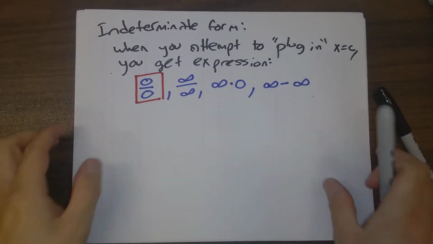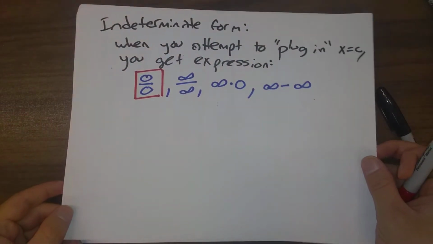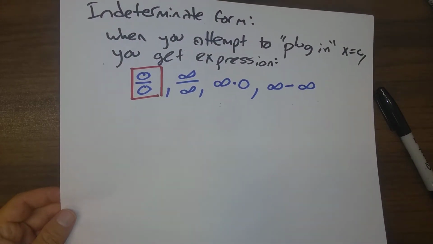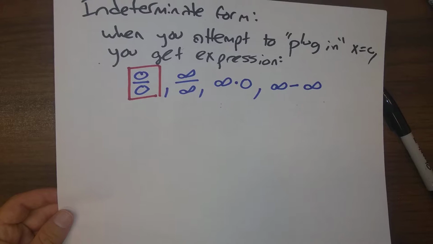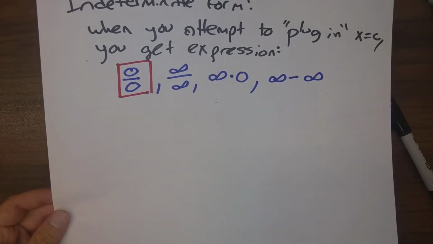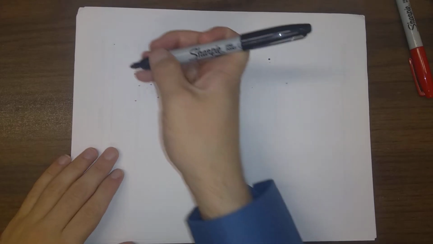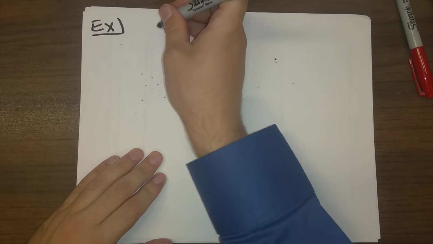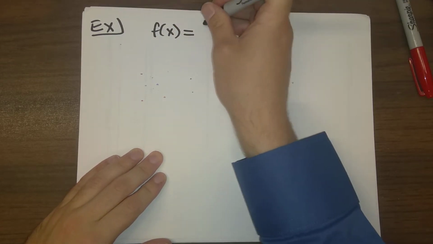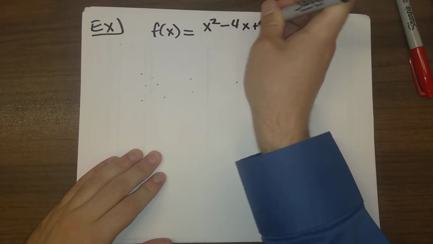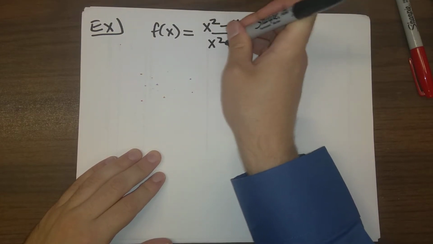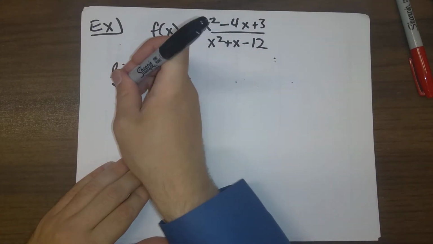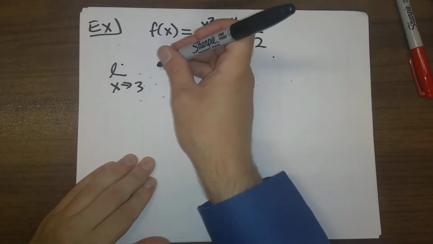So let me go ahead and show one example to wrap up this video. We'll see how we start off with 0 over 0, do a small amount of algebraic manipulation, and then we can evaluate it. So, first example: let's say that f of x is x squared minus 4x plus 3 over x squared plus x minus 12. And I ask you, what is the limit as x goes to 3 of f of x?